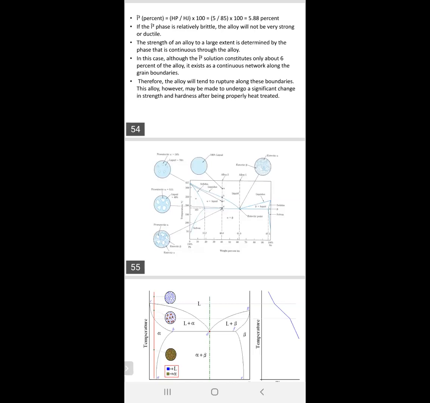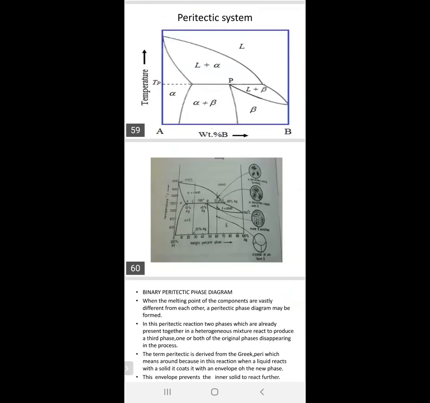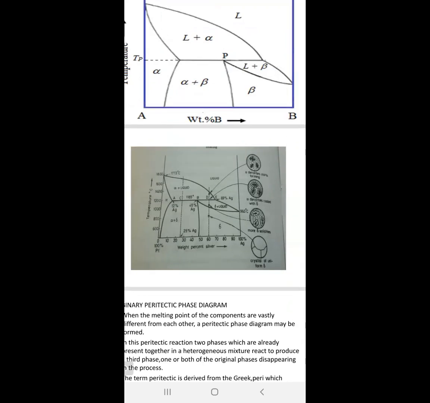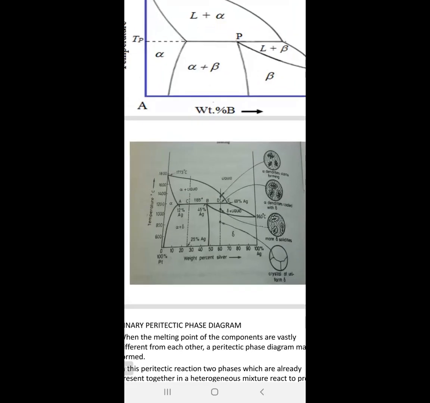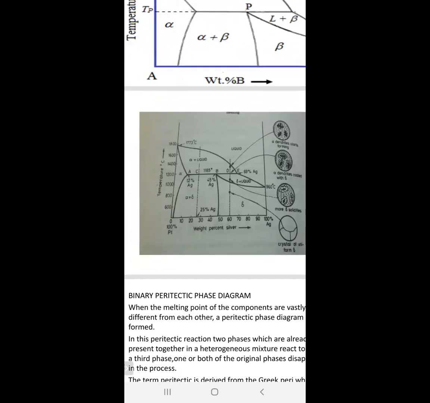See here, the liquid plus alpha transform into one solid phase, that is the beta. This is the total peritectic system. Here one example is explained, that is platinum and silver.